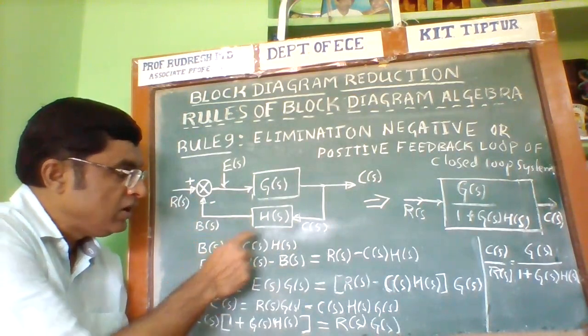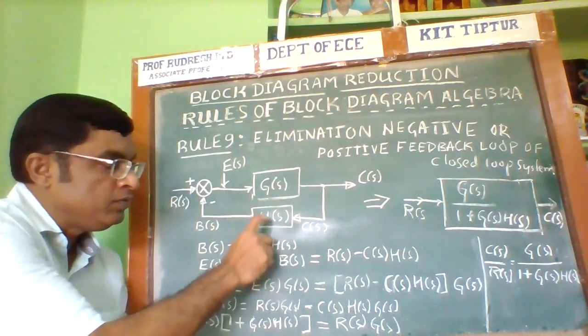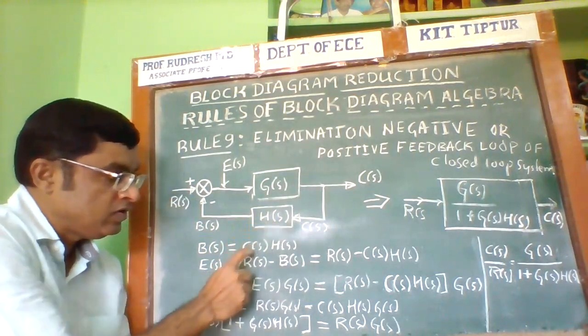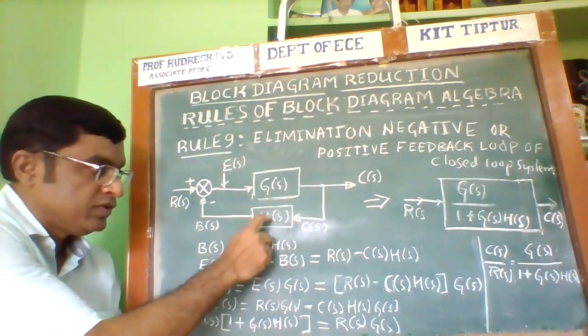Now, what is the B of S value? The input to this particular block is C of S, and the transfer function is H of S. C of S is the input and H of S is the transfer function.